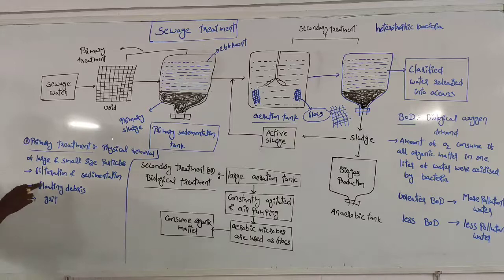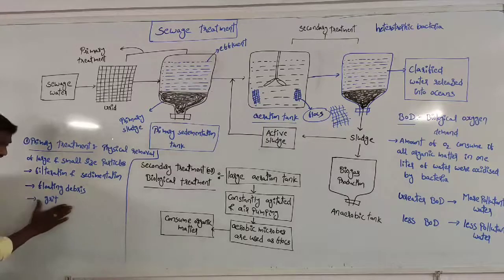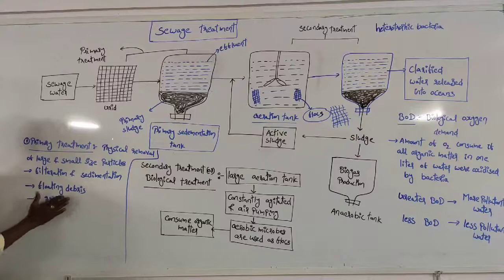Here filtration is done within the primary treatment. Filtration is done, sedimentation is done, and floating debris is also separated. We are using here grit, that is, the sand content. Whatever sand content is there is also removed.